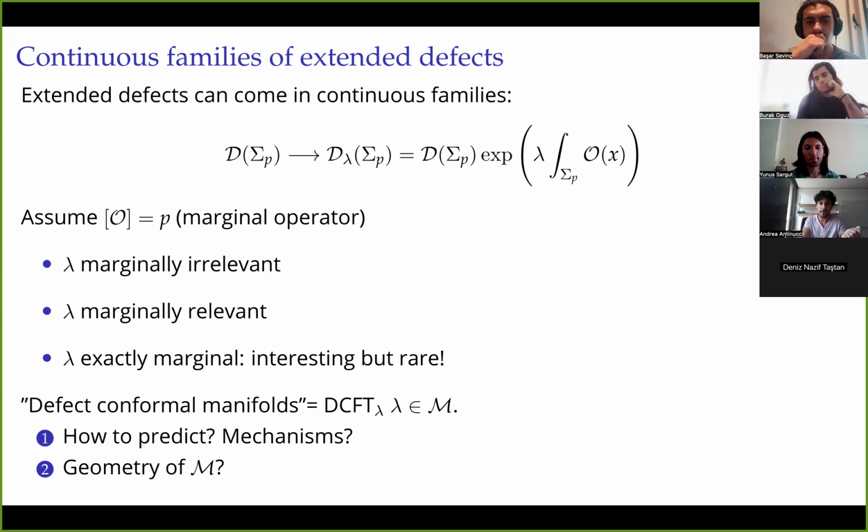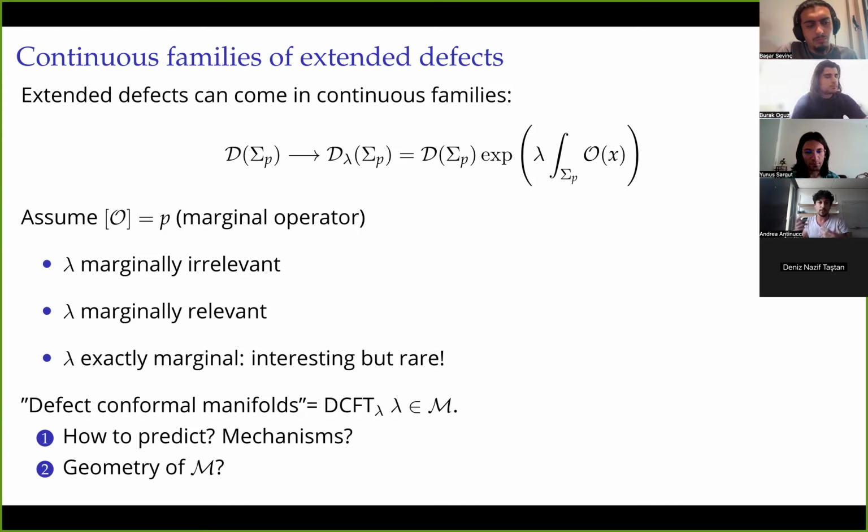So that means that you have some coupling that you added, and there is no renormalization of that coupling. It's exactly marginal, and you get what is called a defect conformal manifold. Okay, so you have really a continuous family of defects. For each value of the parameter, you have a different defect.